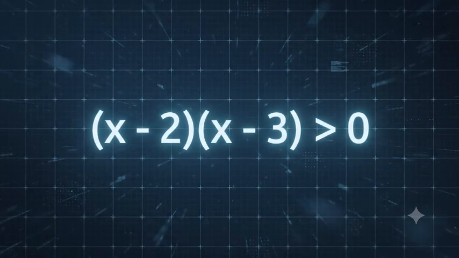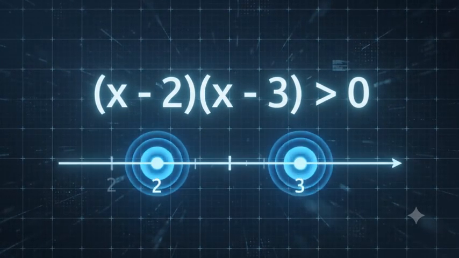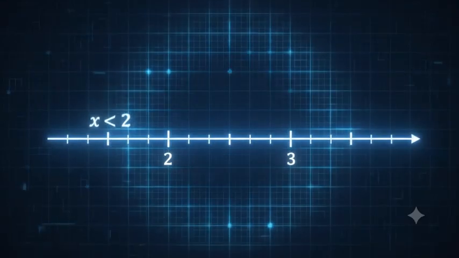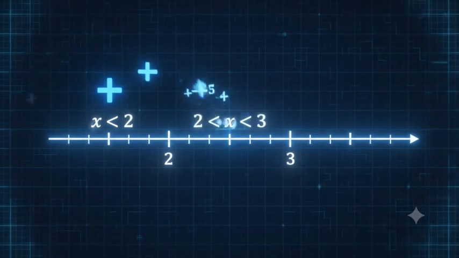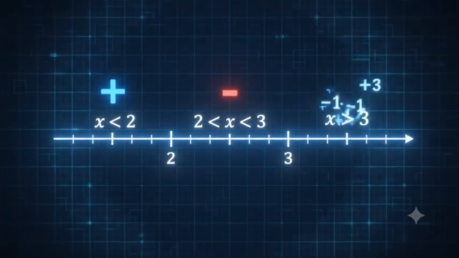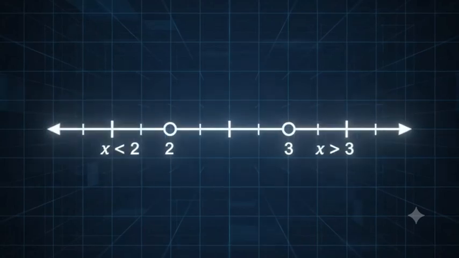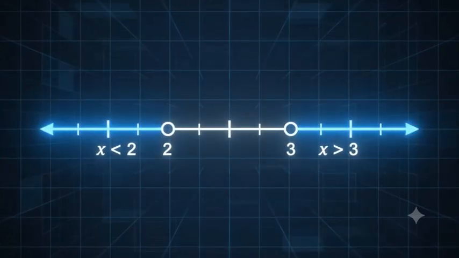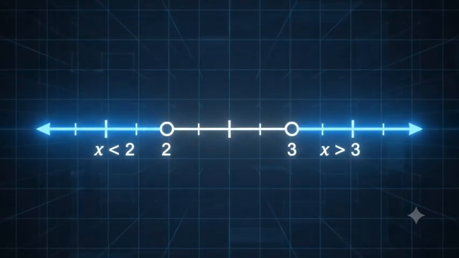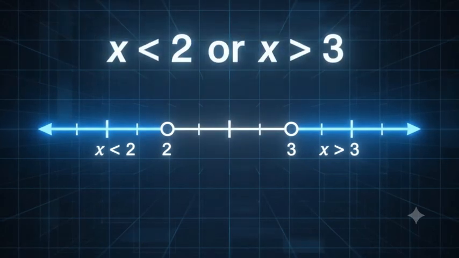First, factorize the quadratic to obtain x minus 2 multiplied by x minus 3. We then divide the number line into intervals, using the roots 2 and 3. Testing each interval reveals where the product is positive. Therefore, the solution is x less than 2 or x greater than 3. The endpoints are excluded because the inequality is strictly greater than 0.